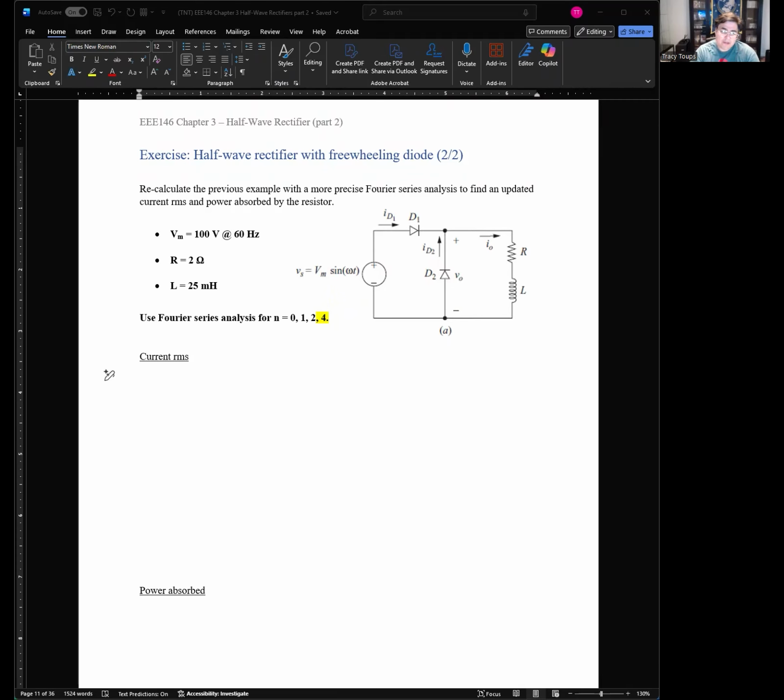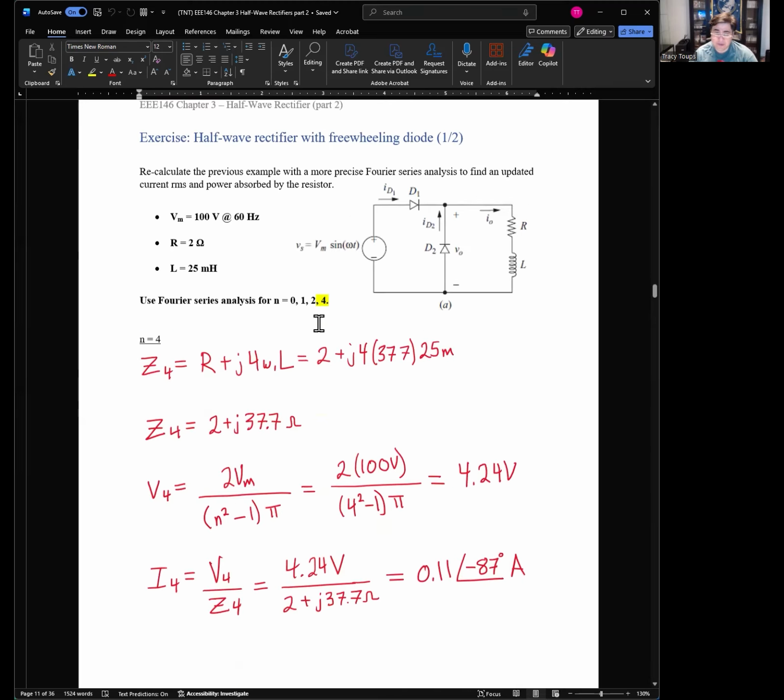Okay, hello. Welcome back to EEE146 Power Electronics. Back from our 15-20 minute exercise on this half-wave rectifier where we did the fourth order harmonic to add into our analysis. So let's see how we did it.